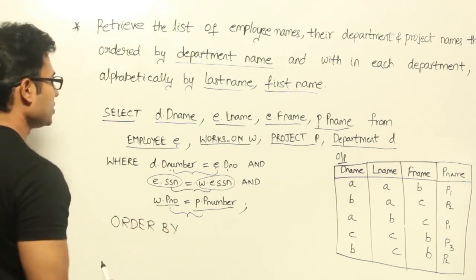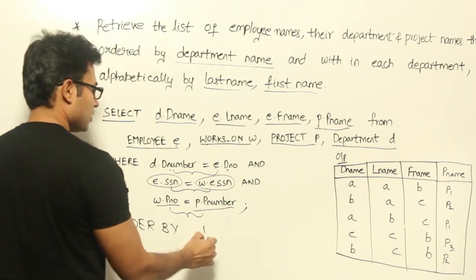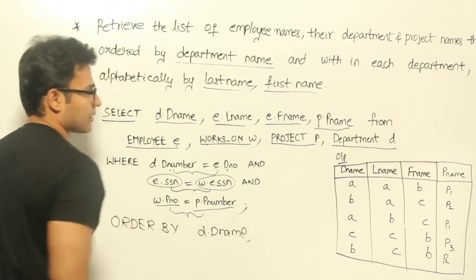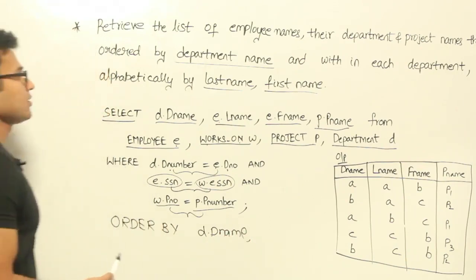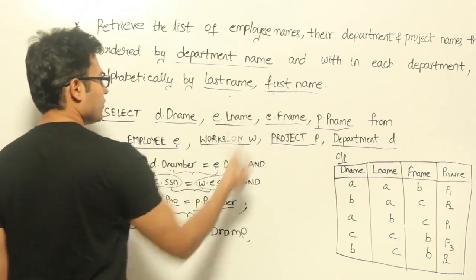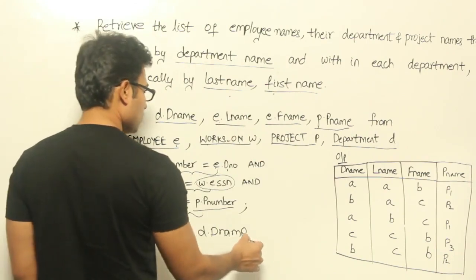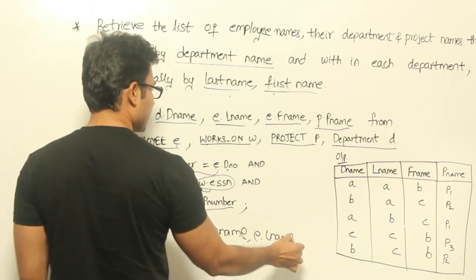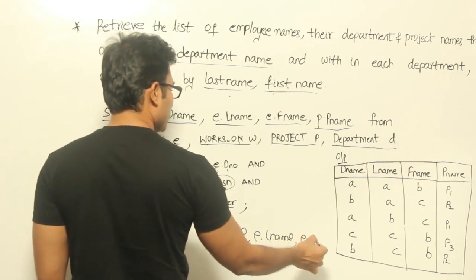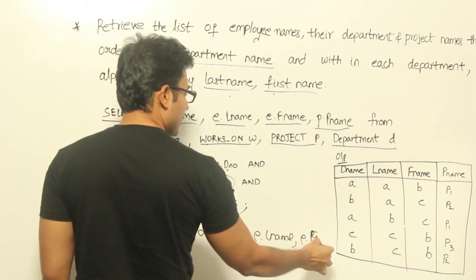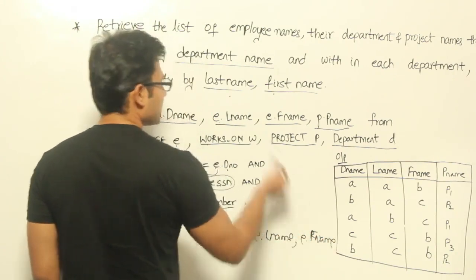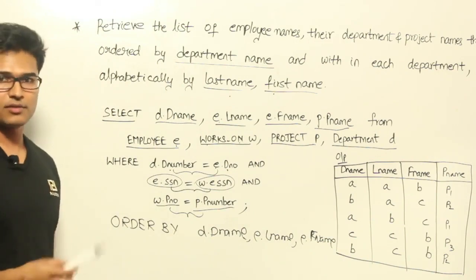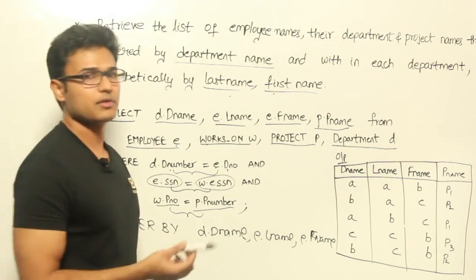So first one is department name, so D.Dname, right? And then we have to write last name and then first name. So what is the last name? E.Lname, and then E.first name, Fname. Now if you observe it, they didn't specifically mention whether it is ascending order or descending order. Therefore take it as ascending order. Whenever nothing is specified, you can take it as ascending order, right?